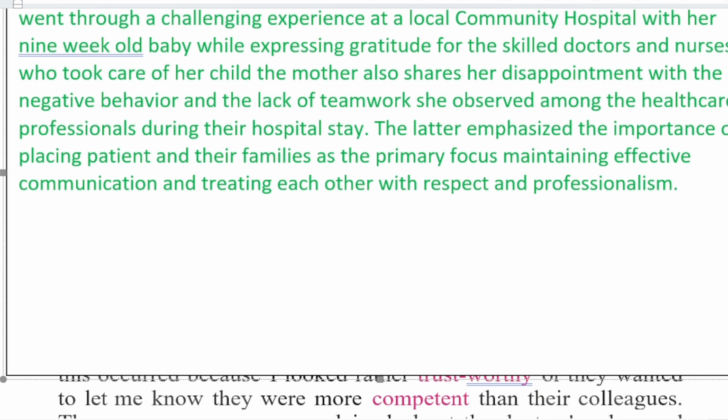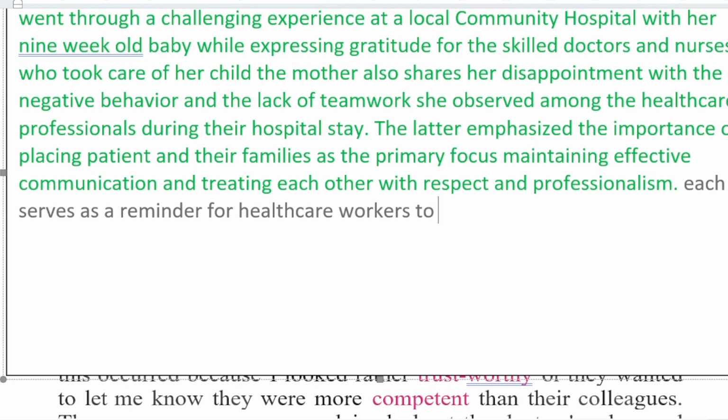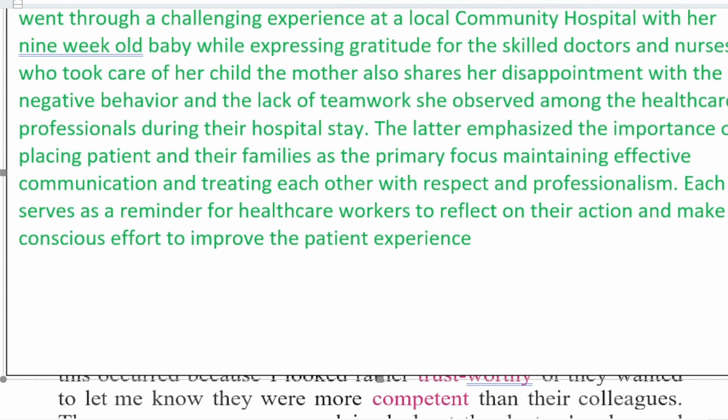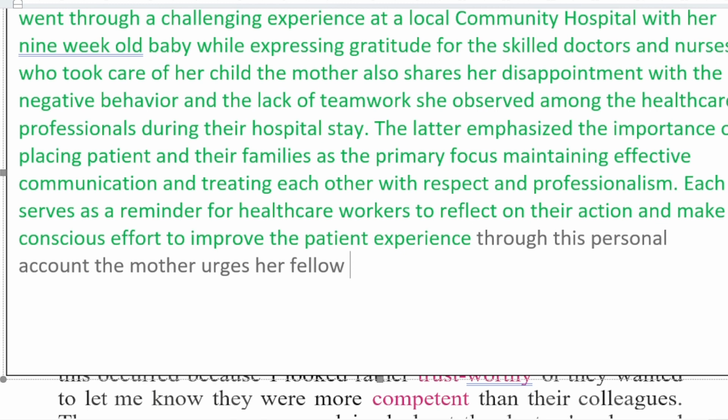The letter emphasized the importance of placing patients and their families as the primary focus, maintaining effective communication, and treating each other with respect and professionalism. It serves as a reminder for healthcare workers to reflect on their actions and make a conscious effort to improve the patient experience. Through this personal account, the mother urges her fellow healthcare professionals to provide care that instills confidence and reassurance in both patients and their families.